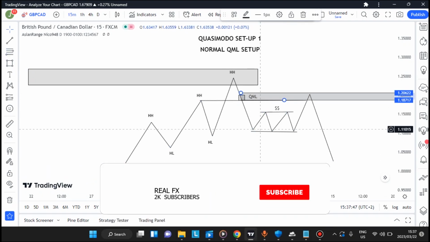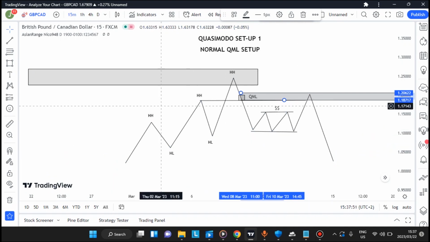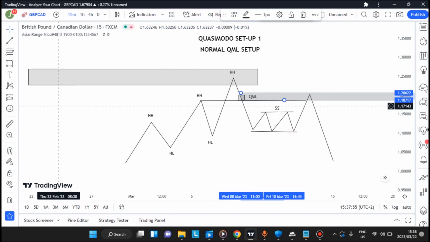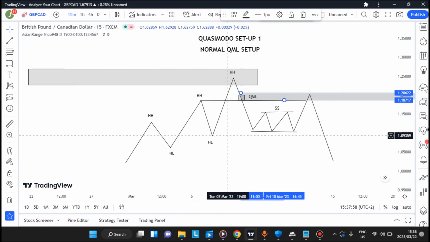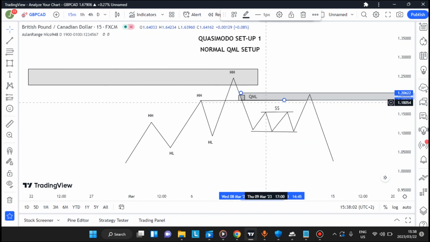And then the take profit will always be at the low, maybe the low of this higher time frame structure. So there's always going to be an order block here. This is our QML level. This is the liquidity. These are the requirements, guys.